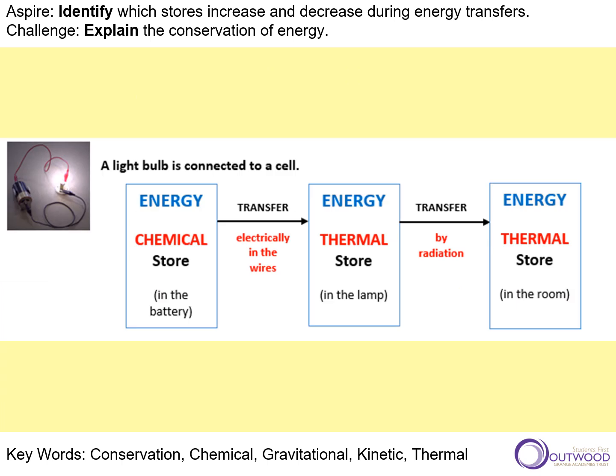So, what have we got? Well, hopefully we've got what you can see in front of me. So, in the battery, it's a chemical store. Yep. And it gets transferred. So that chemical energy store transfers some of that energy electrically in the wires to a thermal store because you can feel it. So it transfers it to a thermal store. It then transfers it by radiation into the thermal store of the surrounding room. Okay, so you start off with a chemical store. There's transfer electrically into a thermal store, and then by radiation into the thermal store of the surroundings.